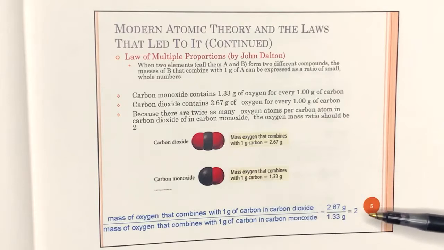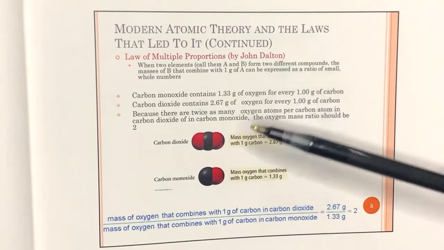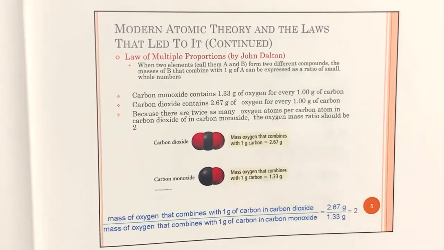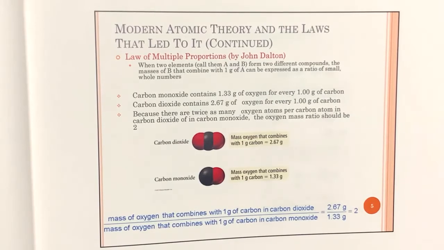So basically, if you take a look at it, it says the mass of oxygen that combines with 1 gram of carbon in carbon dioxide is going to be 2.67 grams. And whatever combines with 1 gram of carbon in carbon monoxide is half of it, 1.33 grams. The ratio will always be 2 because there are 2 oxygens in 1 carbon dioxide and 1 oxygen in carbon monoxide. So that's the law of multiple proportion. Okay, so these are all the laws that they've observed about chemical compounds.